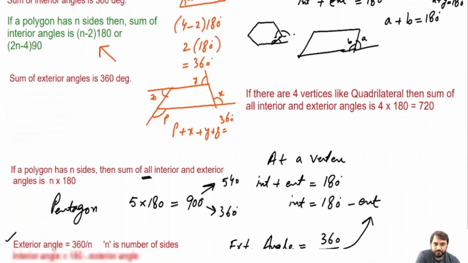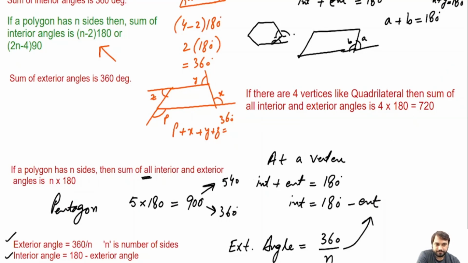So we have a general formula here, n into 180 degree, in order to calculate the sum of all interior and exterior angles of a polygon. You just need to put the value of n, that would be the number of sides. So I have taken the example of pentagon. So pentagon has 5 sides. So put n is equal to 5 into 180, that would be 900. So sum of all interior and exterior angle is equal to 900. In which 360 degree the external angle and 540 the internal angle.